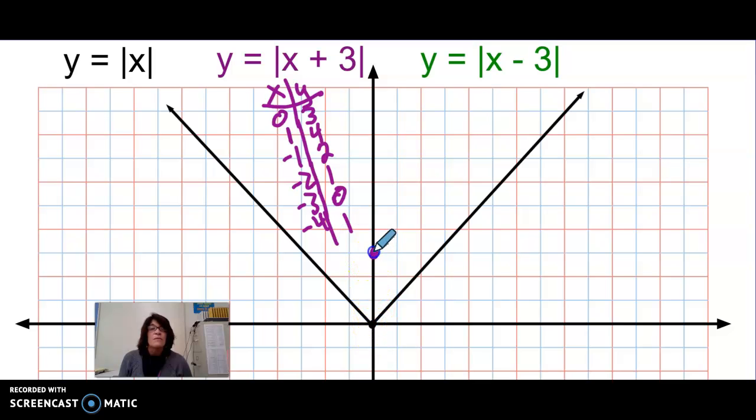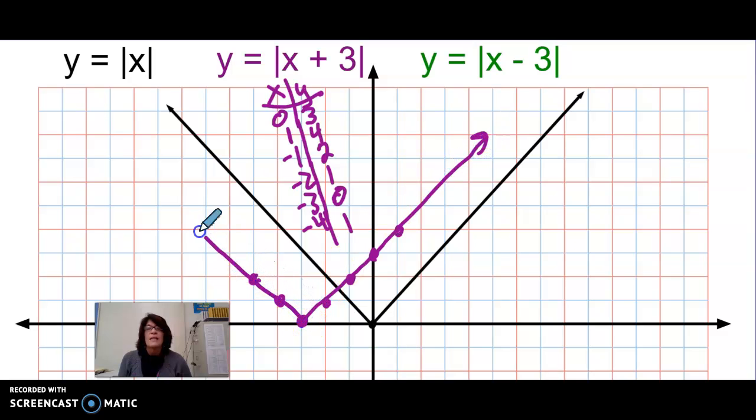So 0 gives me 3, 1 gives me 4, -1 gives me 2, -2 gives me 1, -3 gave me 0, -4 I'm back up to 1. -5, what would happen? -5 plus 3 is -2, but then the absolute value of that is 2. Do you see where the V is happening now?